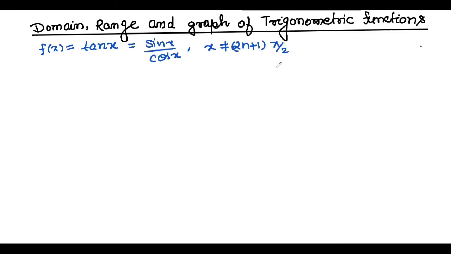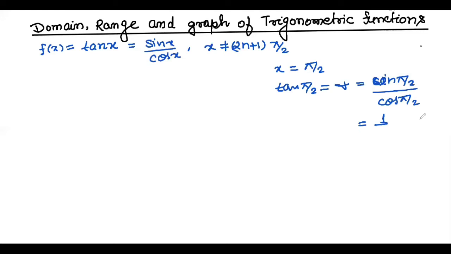If we are taking x equal to an odd multiple of π/2, meaning π/2 if I'm taking, it will be tan of π/2. We know that tan of π/2 is infinity, because sin π/2 divided by cos π/2, where sin π/2 is 1 and cos π/2 is 0, then finally we have infinity. Similarly, if we are taking x equal to 3π/2, again the same problem. We get tan of 3π/2 equal to infinity, not a defined value.